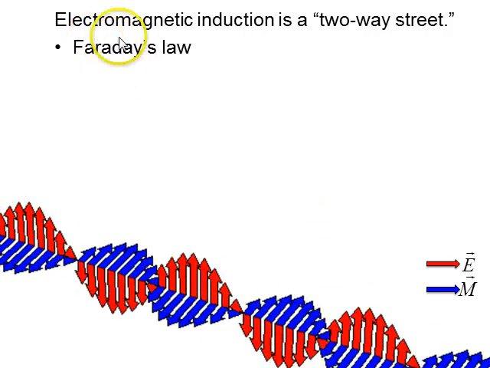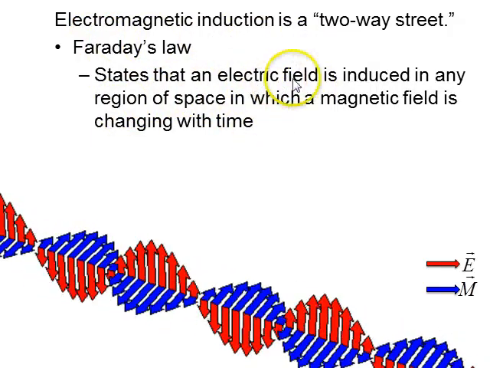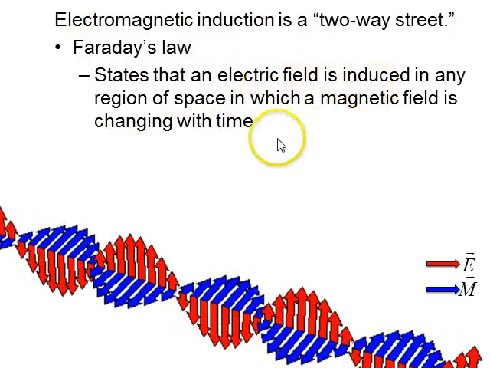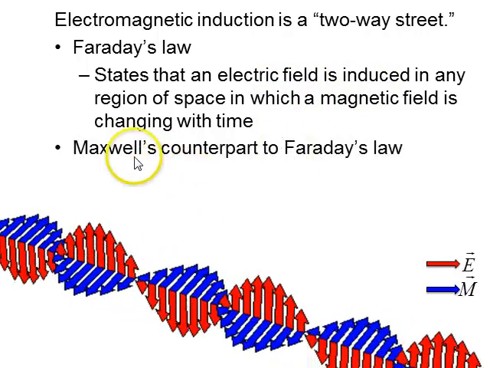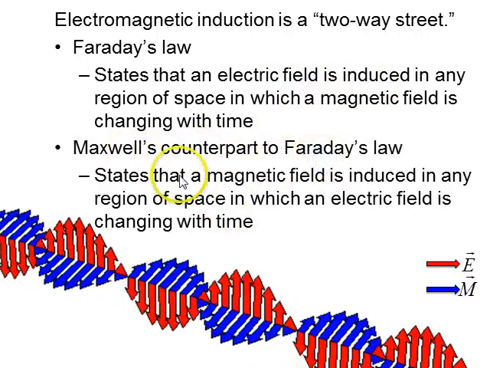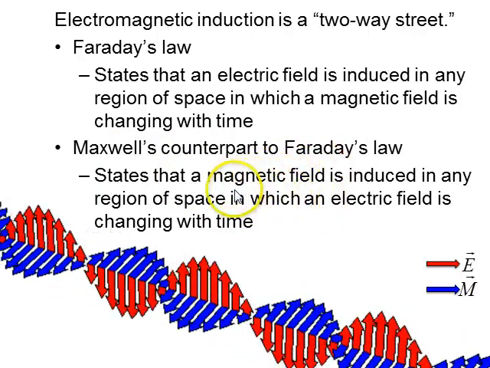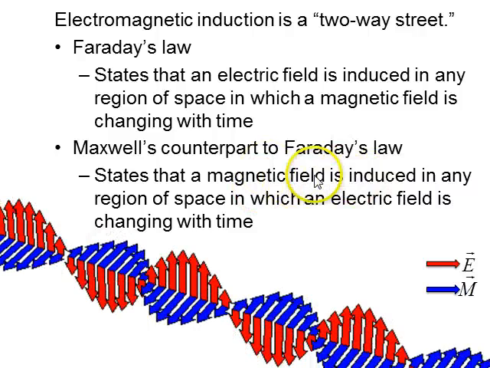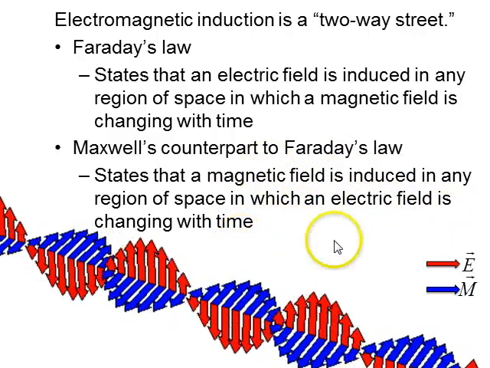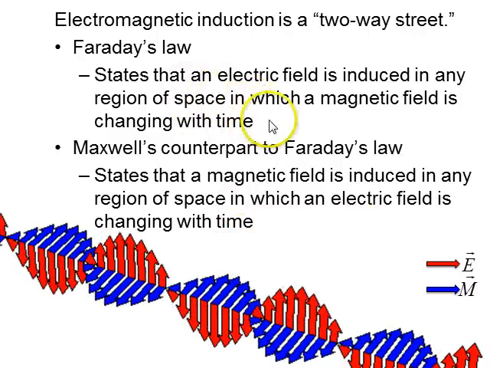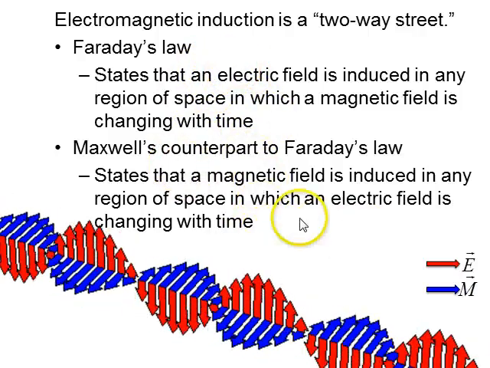And lastly, electromagnetic induction is a two-way street. Faraday's law states that you create an electric field and an electric current when you change a magnetic field with time. Maxwell's counterpart to Faraday's law is that a magnetic field is induced when you change the electric field with time. So a changing magnetic field induces an electric field, and a changing electric field induces a magnetic field.